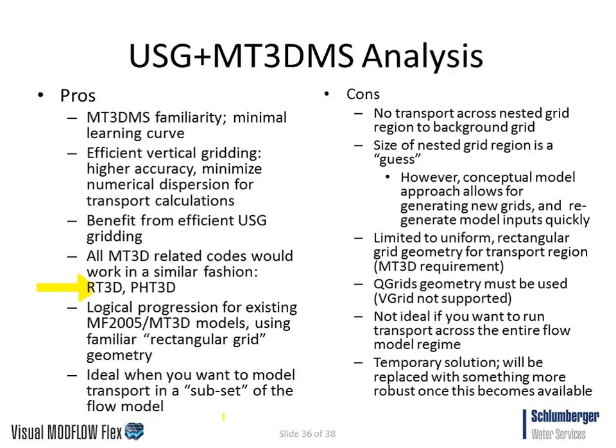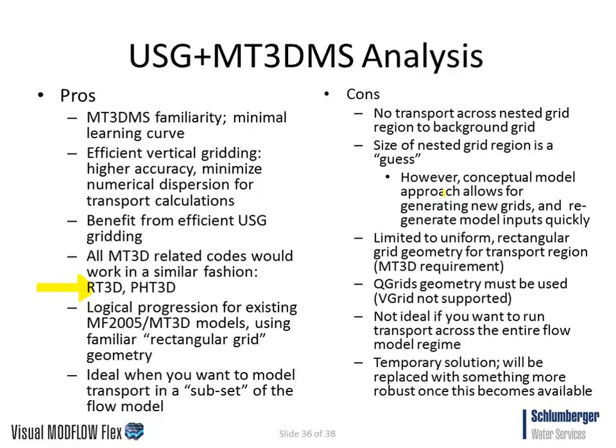This approach will be ideal when you want to model transport in a subset of the flow model. Some of the drawbacks is that there's no transport across from the nested grid region to the background grid, so once you reach that nested grid interface, the transport calculations stop there. They don't continue to go into the background grid. The size of the nested grid is likely a guess. You don't know up front how far that plume is going to migrate.